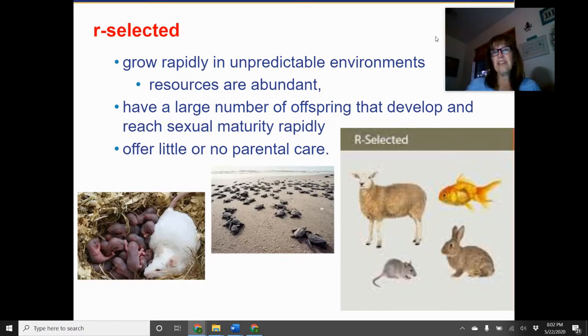Remember, they don't have much of any parental care. Their parental care period is going to be very short. So R-selected are also going to be like the type 3 or type 2 survivorship curves.